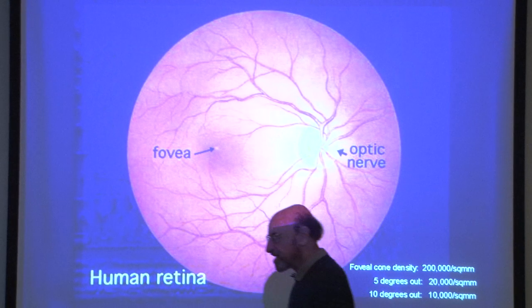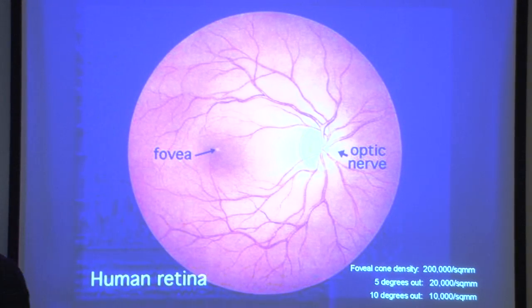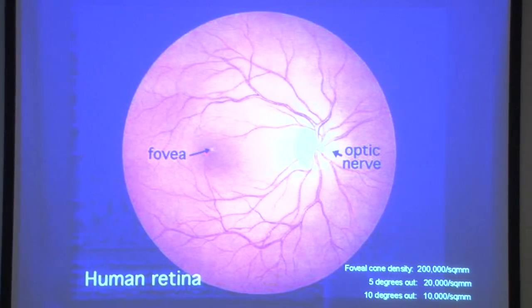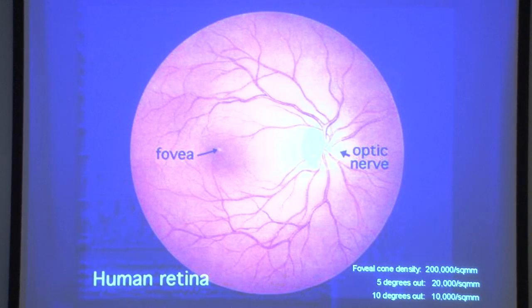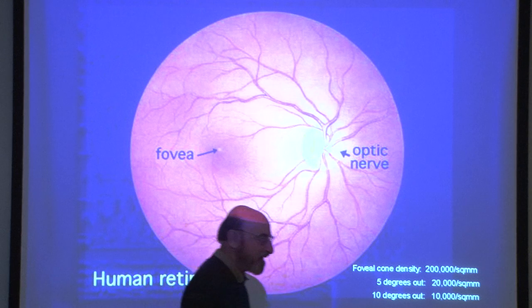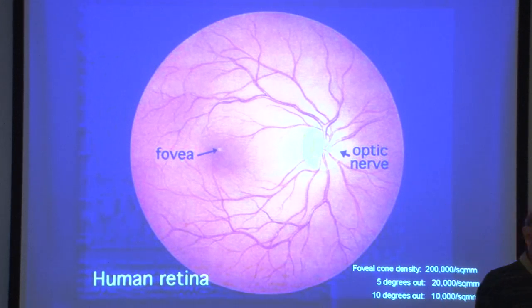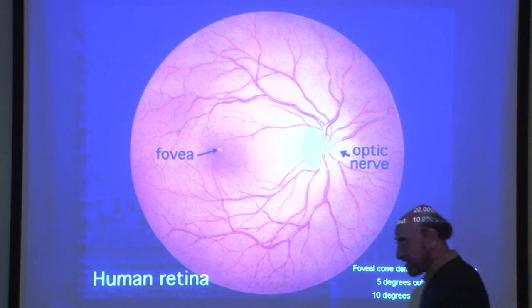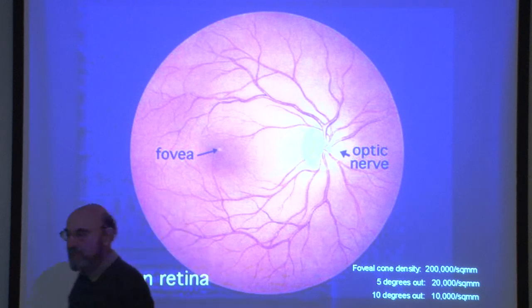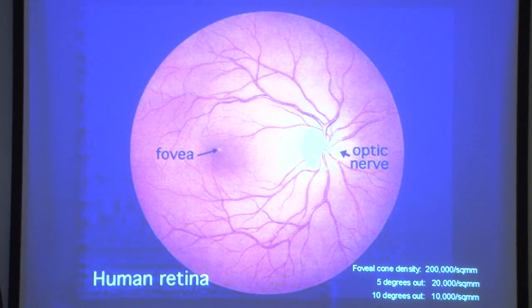And he said, my God, if that's the case, there must be something different about the way we see in the fovea than in areas where you have lots of rods. So what did he discover? He discovered that in the fovea, we don't see too well at night. And on the basis of that, he concluded that the rods are for night vision.